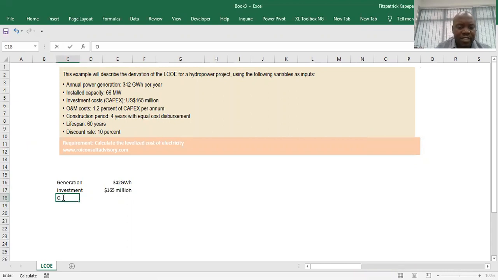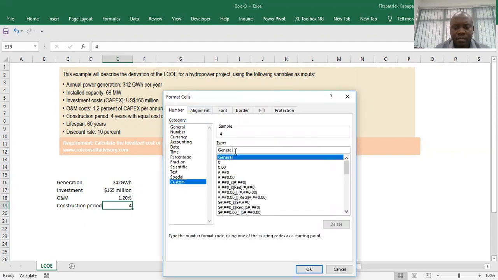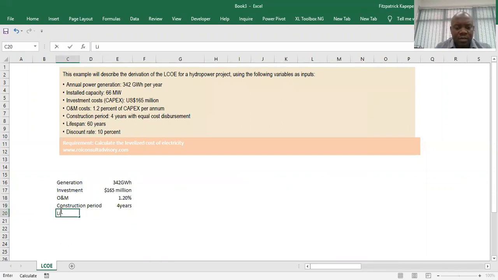What else? Operations and maintenance, 1.2%. Construction period, 4 years. The operational lifespan of this plant is 60 years. The discount rate, 10%. Okay.